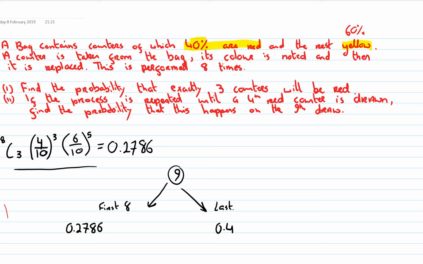The chance then of getting a red counter on the last draw is 4 over 10. I'm just going to keep it as a decimal because this is a decimal. So I need 3 red counters on my first 8 draws, which is this, and 1 red counter on my last draw. And that is 0.1114, or 11.14%.